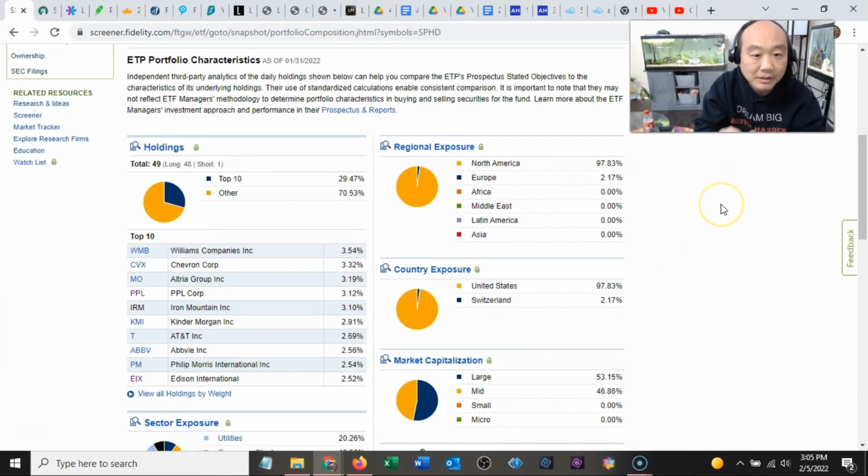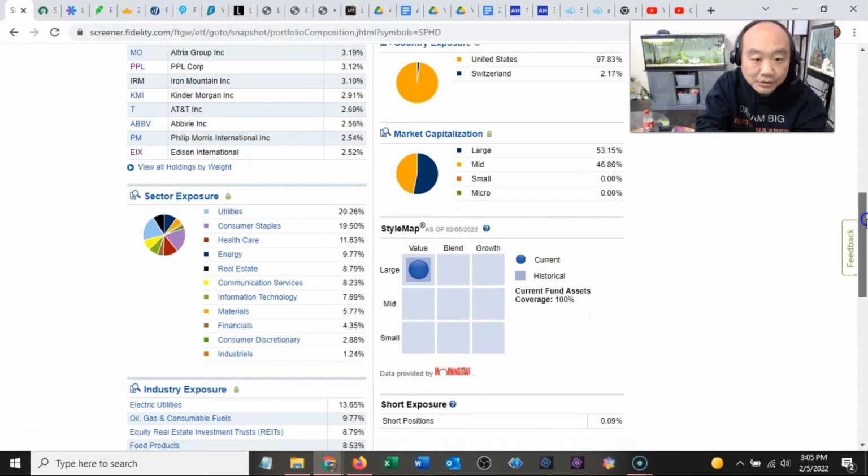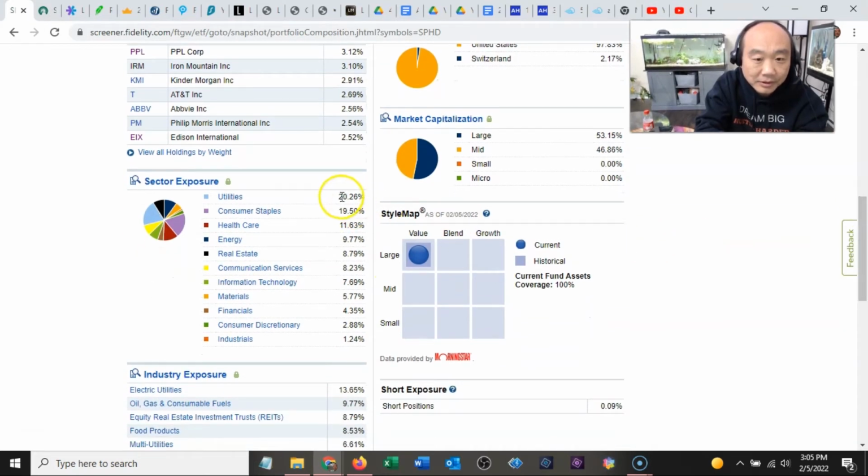So let's look at the holdings. We looked at those just a second ago. Regional exposure, of course, it's North America. We've got the U.S., Switzerland. Market cap, it looks like a 50-50 split pretty much. Large cap, mid cap. The exposure we talked about a little bit earlier: utilities, consumer staples, healthcare, energy, real estate.